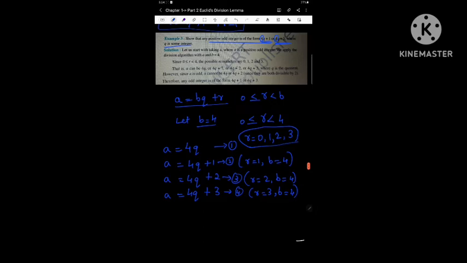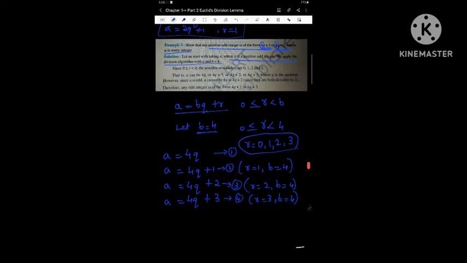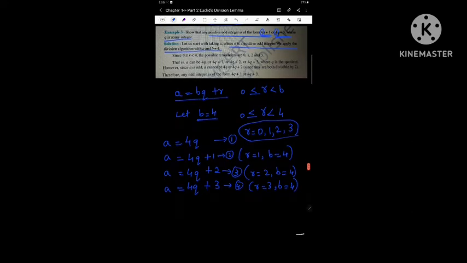Now let's see what they have given in the solution. Let us start with taking a, where a is an odd positive integer. We apply the division algorithm with a and b equals 4. That's what we have done here. B equals 4 we have applied. Then they have given here conditions. Since r is in range from 0 to 4, the possible remainders are 0, 1, 2 and 3. That's what we have done here. 0, 1, 2 and 3.